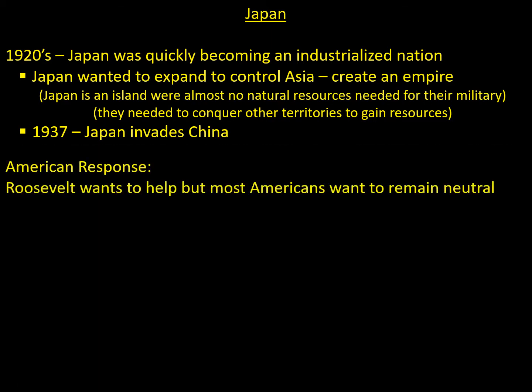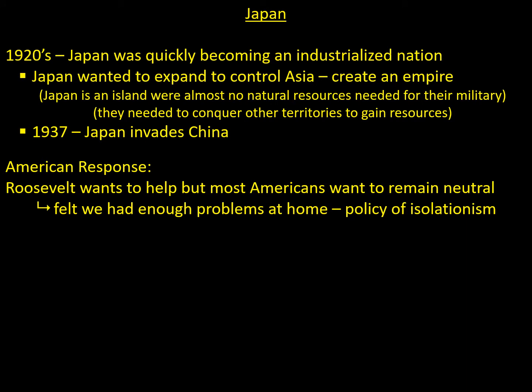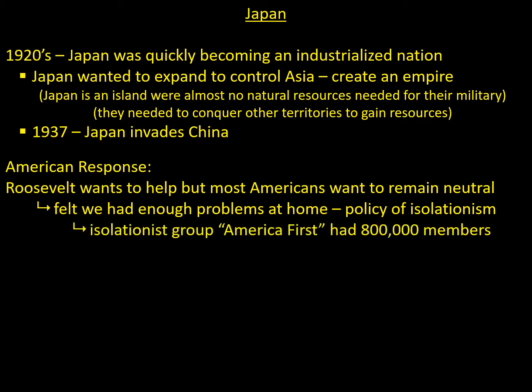Now, the American response was that Roosevelt wants to help, but most Americans want to remain neutral. America felt we had enough problems at home. The Depression was going on, and we had a policy of isolationism. Isolationist groups like America First had 800,000 members, people like Henry Ford and Charles Lindbergh, and my grandmother and grandfather.